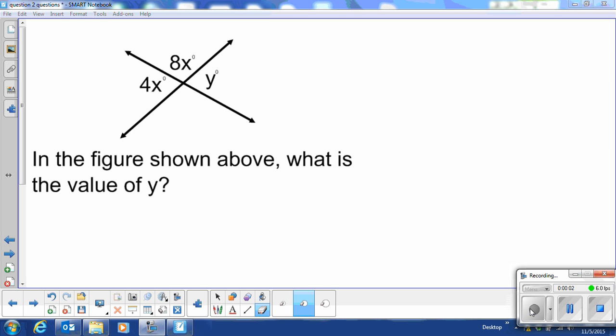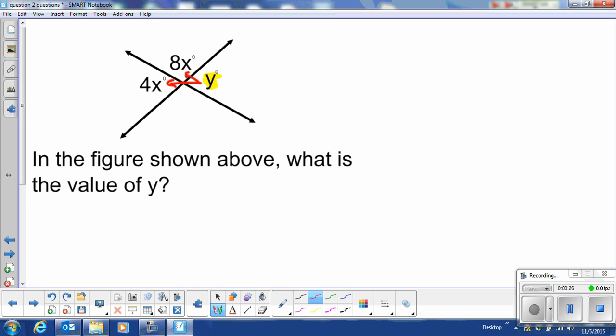All right, this is the sample problem for the SAT question number 2. The question says, in the figure shown above, what is the value of y? So if I look to the figure above, here's my y value, and I notice that the y is directly beside an 8x and it's directly across from a 4x. And they want to know what's the value of y.